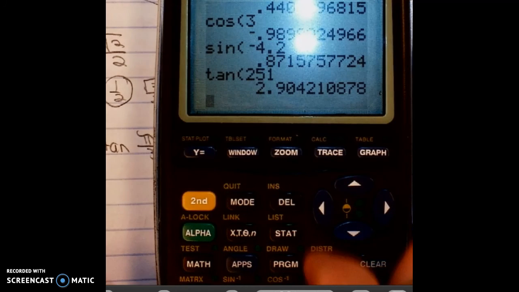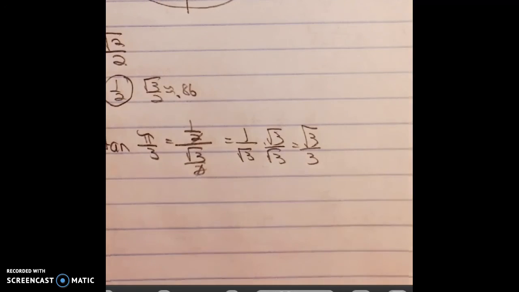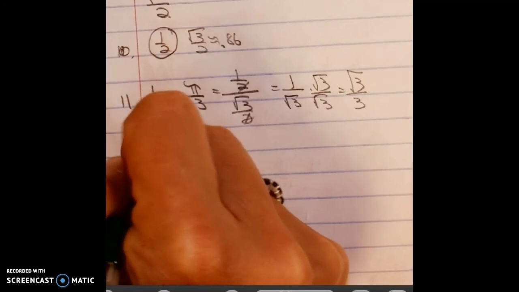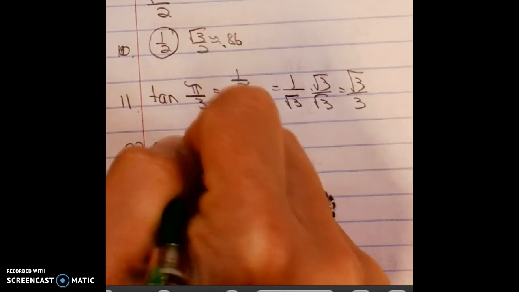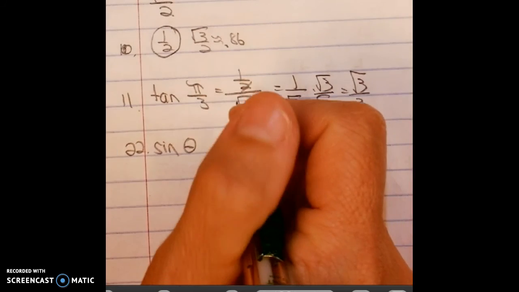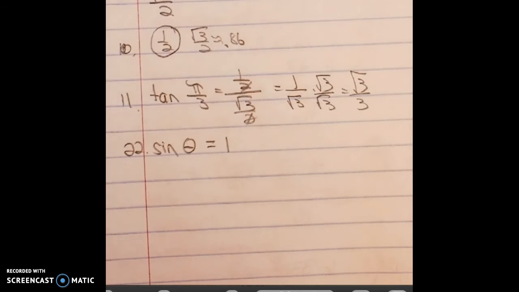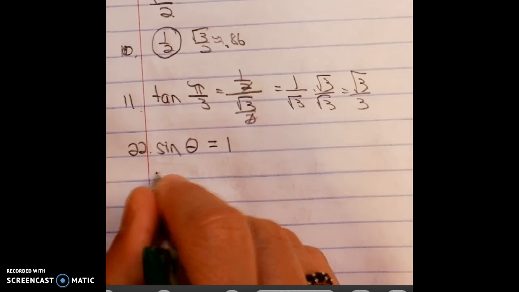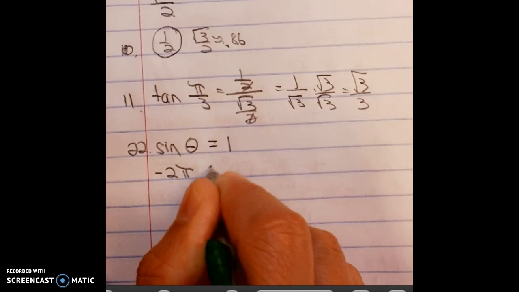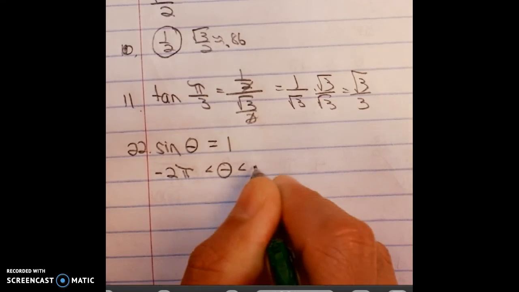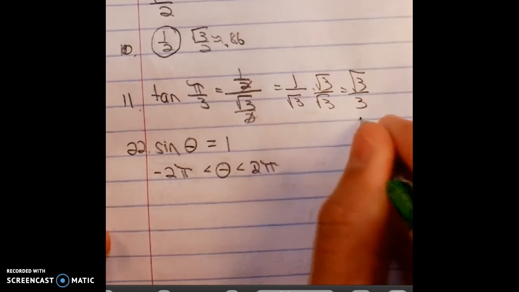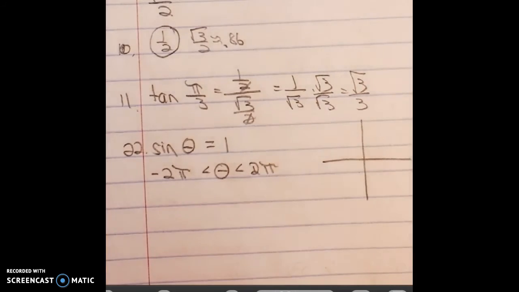Okay, moving on to number 22. I'm looking for what values in radians where the sine is equal to 1. And it's between negative 2 pi and positive 2 pi. So let's go sketch out the unit circle.